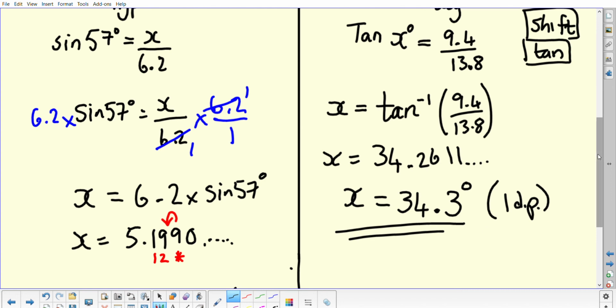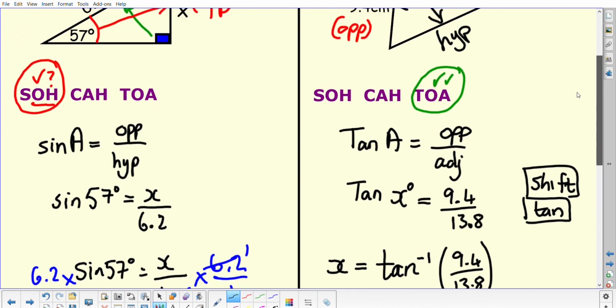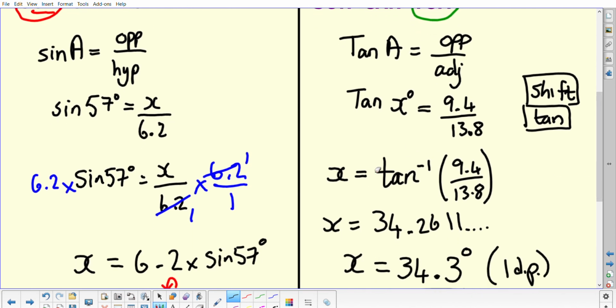So notice the difference between the two types of questions. They do both start off with trig ratios and it's about picking the right one, but this one over here, when you're trying to find a side and you're trying to isolate the x equals in your equation, you are multiplying to get rid of that 6.2 that's been divided, whereas this here, because the x is the unknown and it's beside either the sine, cos or tan, you will need to do this step where you're doing the inverse button on the calculator to get the angle.